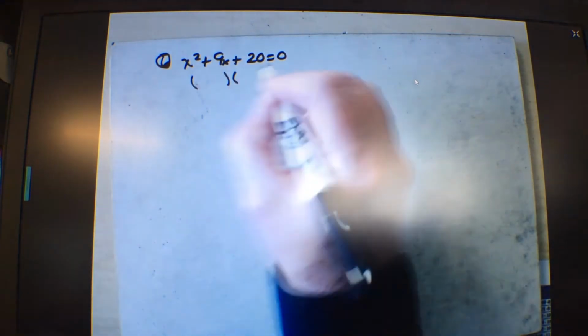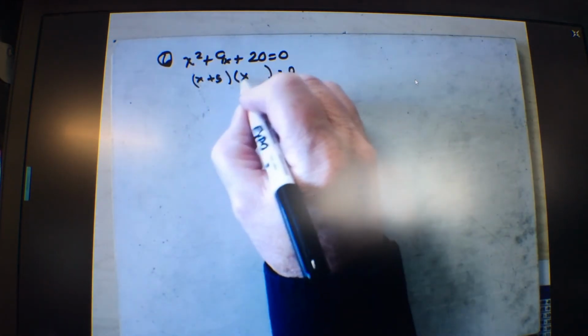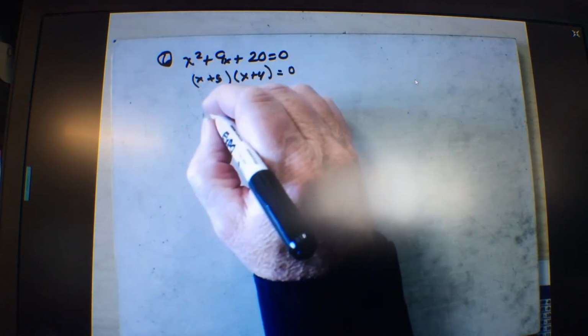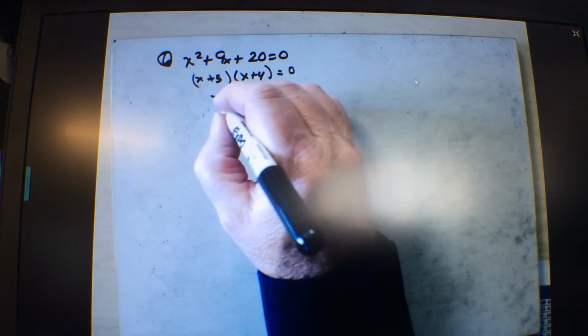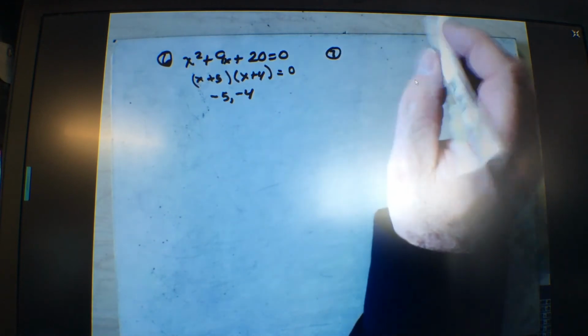Reverse FOIL, what do I got? X plus 5, x plus 4. Exactly. My two answers are? 4 and 5. Negative 5 and negative 4. Yeah. Does that make sense, Bo?